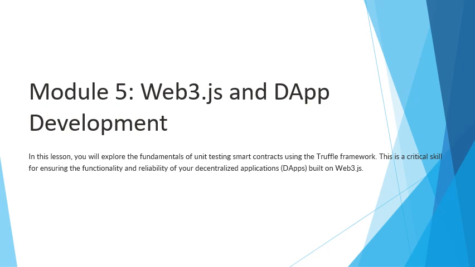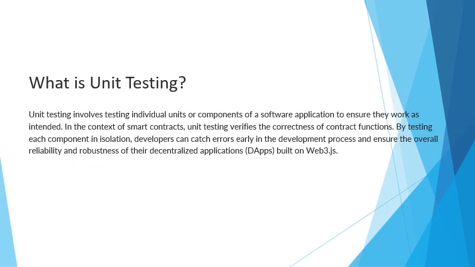In this lesson, we will look at some more uses of the Truffle framework, mainly unit testing. Unit testing is the process in which we look and verify whether every part of the application works as it is intended. For smart contracts, this involves testing the correctness of the functions. By testing each component, we can increase the overall reliability of the DApp on Web3.js and can catch errors easily.